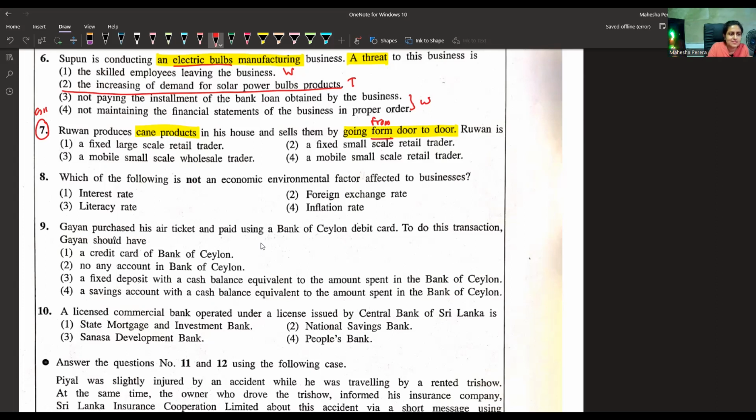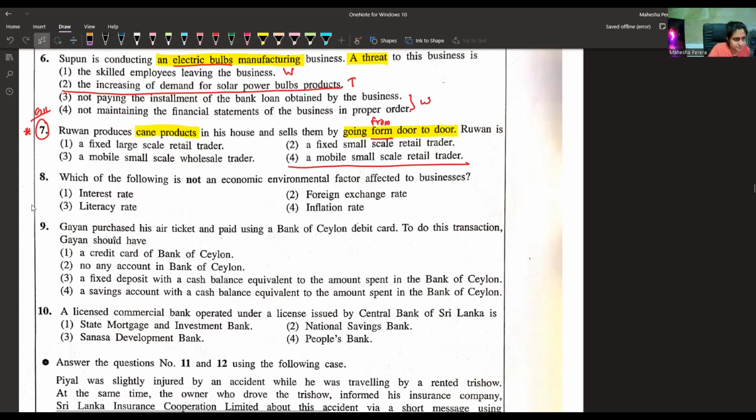You can clearly see this is a small scale business. So our answer has to be number 4. Our answer is 4. If you have any doubts, ask.